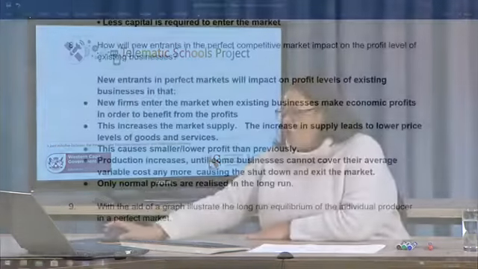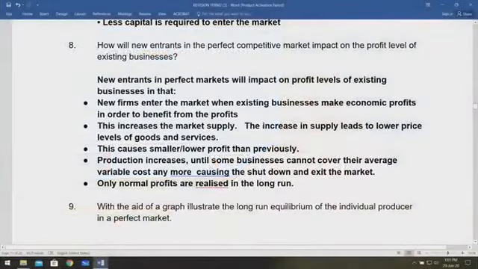Okay, so if you go back to the answers here, new firms enter the market when existing businesses make economic profits in order to benefit from the profits. This increases the market supply. The increase leads to lower price levels of goods and services, which I've shown you with the graph. So this causes smaller or lower profit than previously. I've explained that to you. Production increases until some businesses cannot cover their average variable cost anymore, causing the shutdown and exit from the market. And only normal profits are realized in the long run.